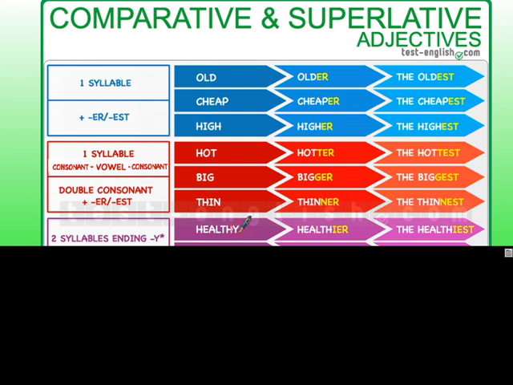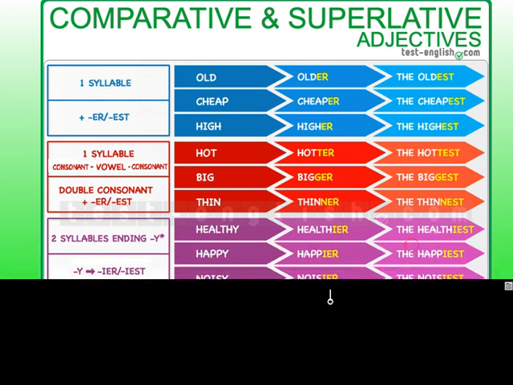In such cases, I should remove the Y, okay, and replace it with an I, and then I should add an ER. And in the superlative form, I do the same thing regarding removing the Y. So I should remove it and replace it with an I, then I should add an EST in order to get the following: healthy, healthier, the healthiest.